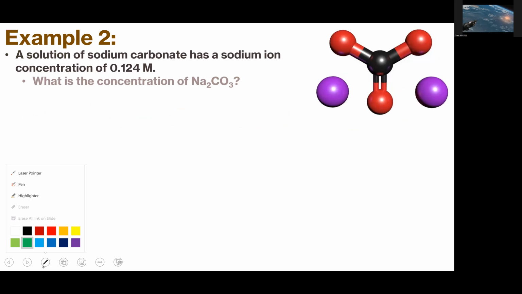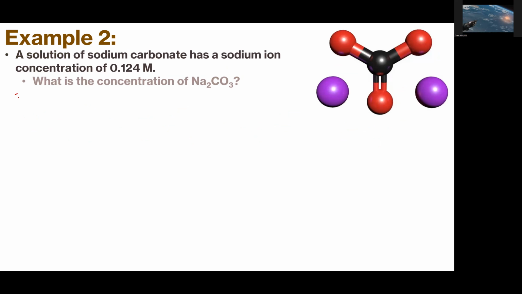All right, if we've got sodium carbonate now, what we know is that the solution has a concentration of sodium ions. So we could say the sodium ion concentration is 0.124 molar. We want to know what is the concentration of sodium carbonate. This is kind of the backwards of what we just did, okay? Because we can relate all of these coefficients and subscripts through the formula, okay?